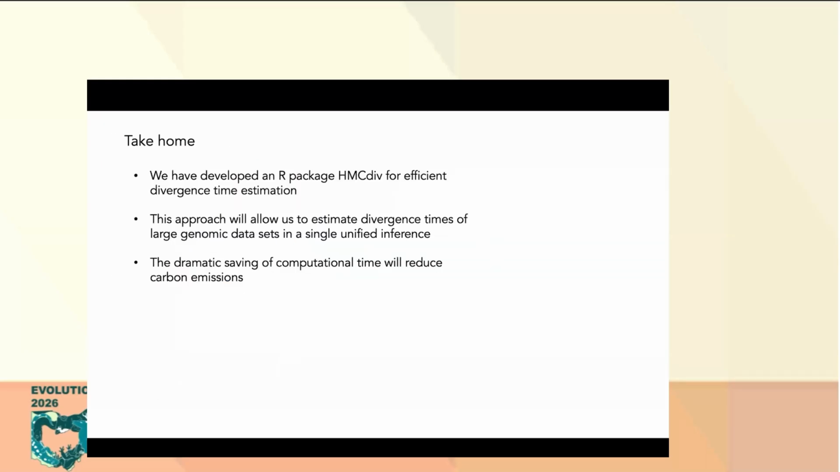We've implemented this R package. We're still working a little bit on empirical case studies, we're just trying to get it all set up. But it is allowing us to estimate divergence times of these large genomic data sets under a single unified inference. And a nice thing, of course, is that it's saving computational time, reducing the amount of computational hours that we need to log up.